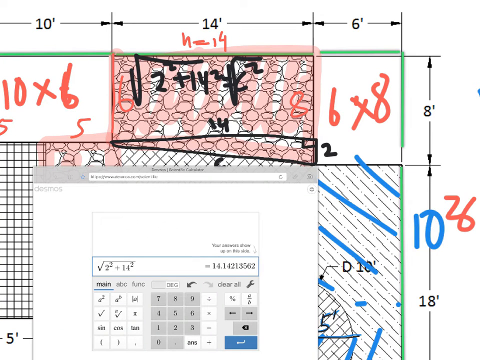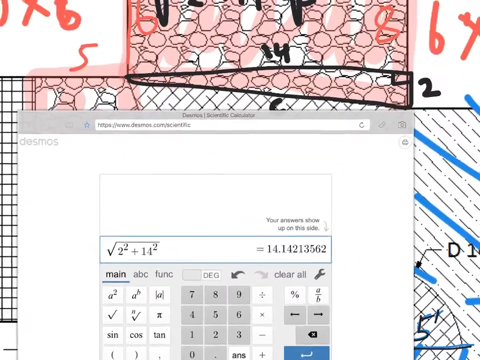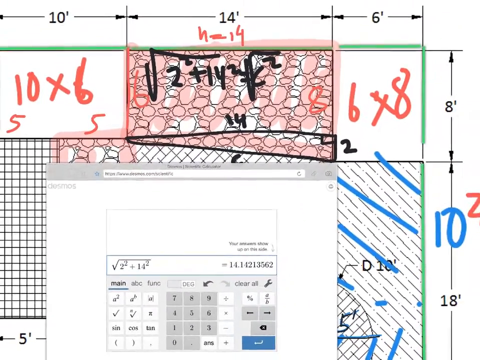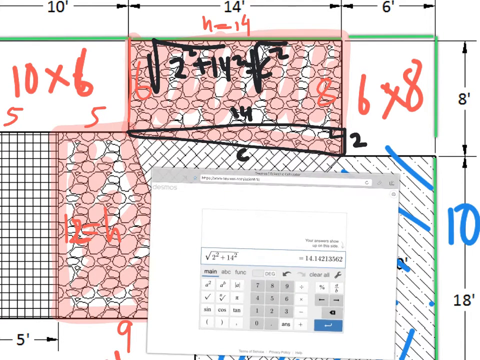And I would recommend just typing it all in like this. Square root of 2 squared plus 14 squared. That's how I type it out on the job site. And on the calculator, just bust that out. We got 14.14.